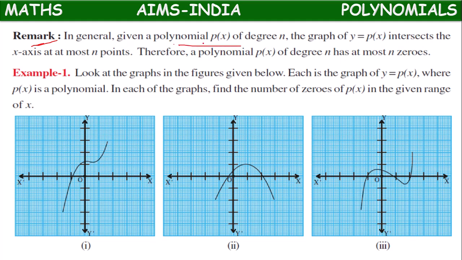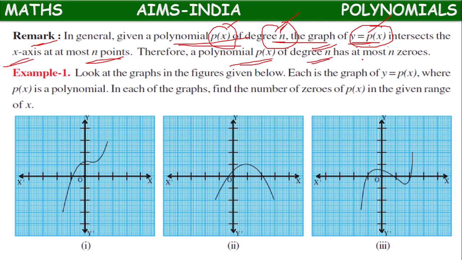So in general, suppose we have a given polynomial p of x of degree n. We take it as y equal to p of x. If we draw the graph of y equal to p of x, it should intersect the x-axis at n points. Means p of x of degree n should have at most n zeros, or it can have less than n zeros, but the maximum will always be n zeros.